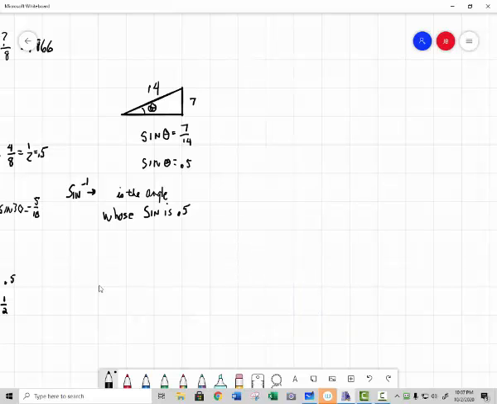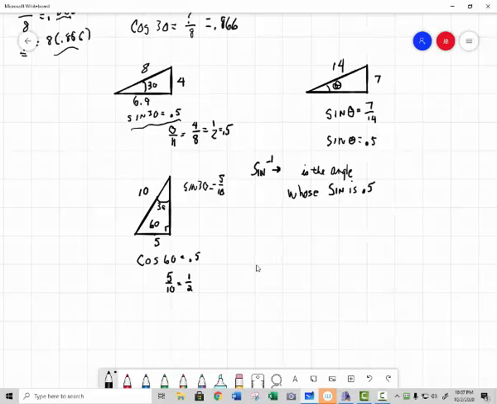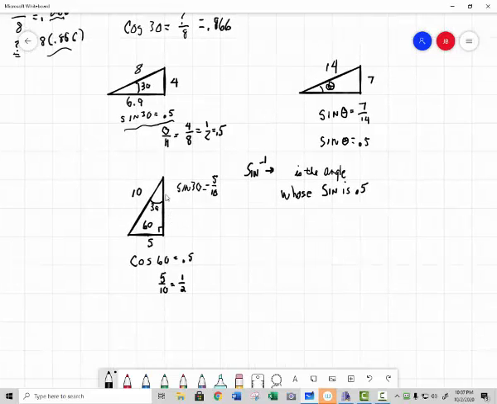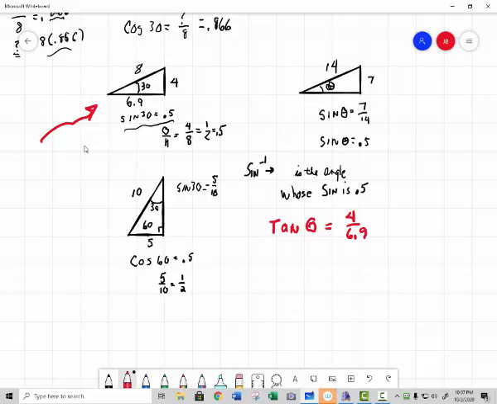Let's take a look at my angles over here. What do we have? Well, we knew this was 0.866. This was 6.94. Okay, so let's just take this angle right here. Let's take this example right here. I know that the tangent of theta is going to be approximately 4 divided by 6.9. That's what I know. Okay, let's see how that works.